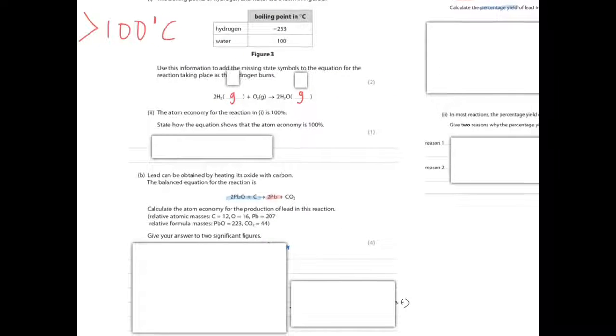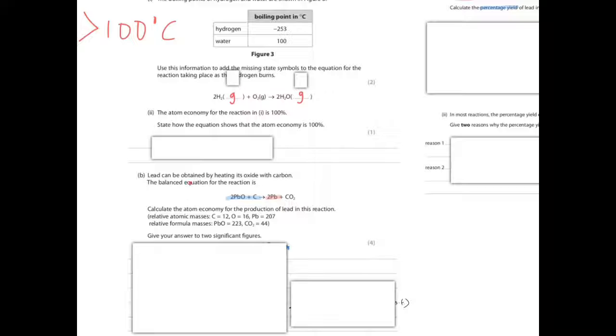Next, the atom economy for the reaction is 100%. State how the equation shows the atom economy is 100%. So atom economy really is taking into account how much useful product is made, or what proportion of useful product is made from the reactants you are reacting together. So if there are waste products made, then it will always be below 100%. But here we get 100% production of water, no other waste products at all. So no waste products produced. Think economy, you're saving money.